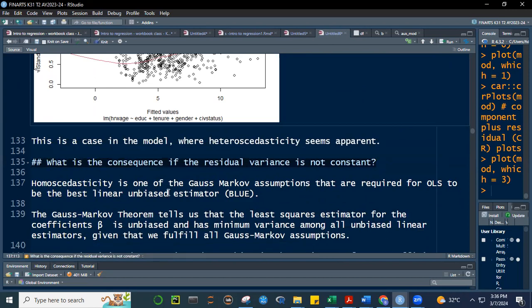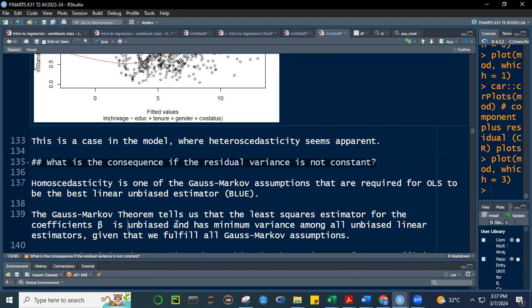Alright, so first muna, class, discuss natin, ano naman kung heteroscedastic yung residuals natin. What's the problem with that? Okay, so first we said that this is one of the assumptions dun sa Gauss-Markov theorem about OLS, ordinary least squares. Sabi natin, if the assumptions of the Gauss-Markov theorem are met, then BLUE yung model natin, best linear unbiased estimator.